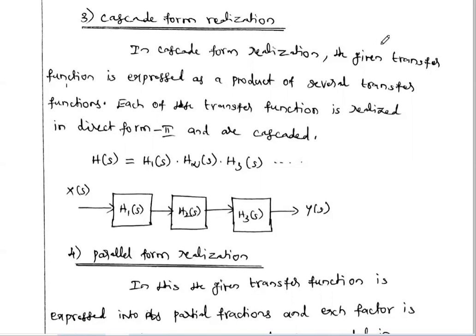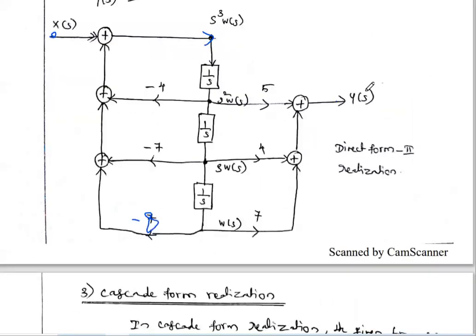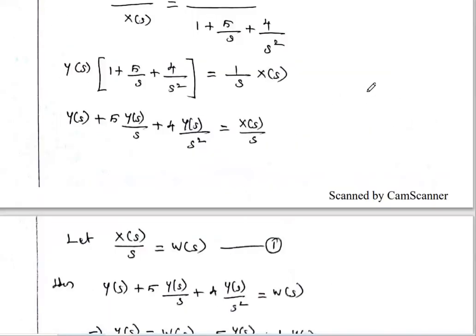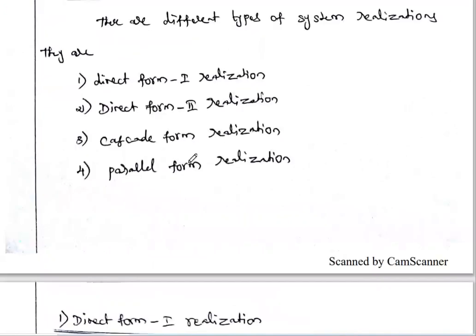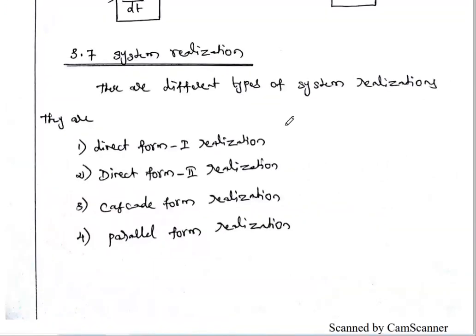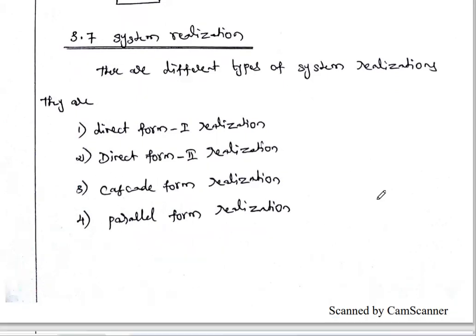Okay, so in the block diagram representation of the continuous time system, there are four different realizations. One is direct form 1 realization, direct form 2 realization, cascade form realization, and parallel form realization. In the previous videos, we solved direct form 1 realization problem and direct form 2 realization problem. So in this video, we are going to solve cascade form and parallel form realization.